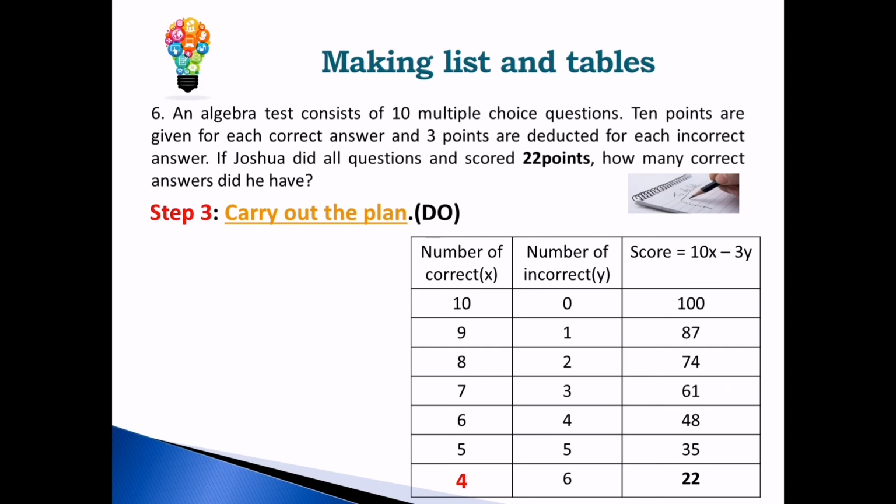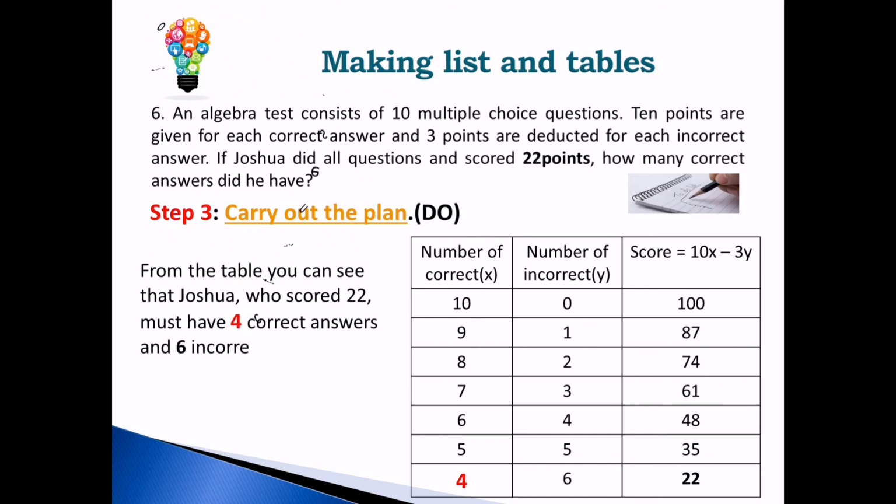The same here, if we have 5: 5 times 10 is 50, 5 times 3 is 15, and 50 minus 15 is 35. And lastly, we have 4 times 10 is 40, 6 times 3 is 18, and 40 minus 18 is 22. Then we're able to get the 22 points. That is how we are able to get the right answer. In short, from the table you can see that Joshua, who scored 22 points, must have 4 correct answers and 6 incorrect ones. So Joshua had 4 correct answers.